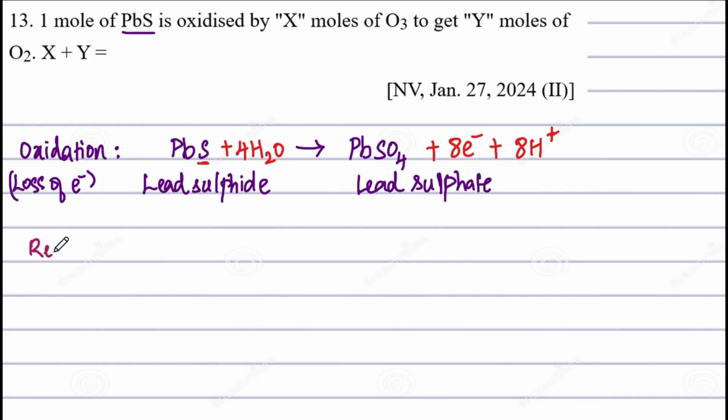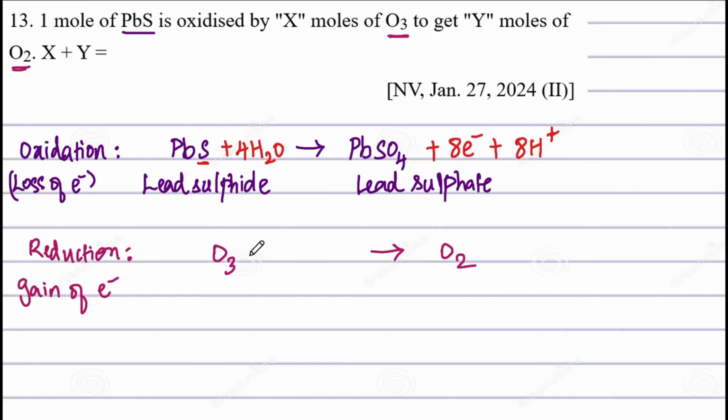Now let us see the reduction half reaction. In the reduction half reaction, already in the question itself it is mentioned, ozone is converted to O2. So O3 is converted to O2. So we cannot find how many electrons are gained in this reaction, because we know reduction is gain of electrons, but the oxidation state of oxygen in ozone is also 0, and for oxygen in the dioxygen molecule also the oxidation state is 0. So we cannot find directly.